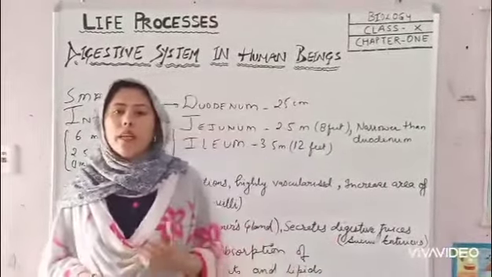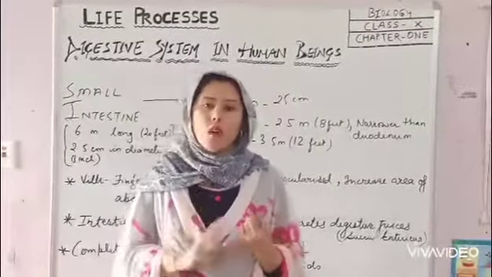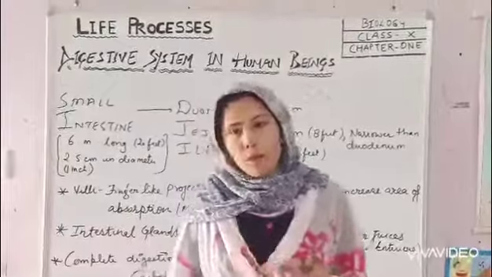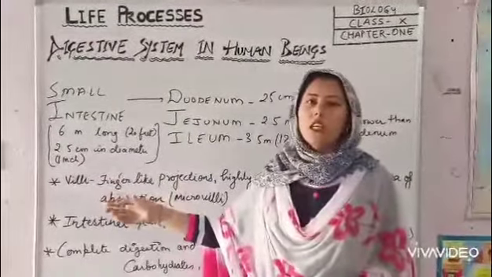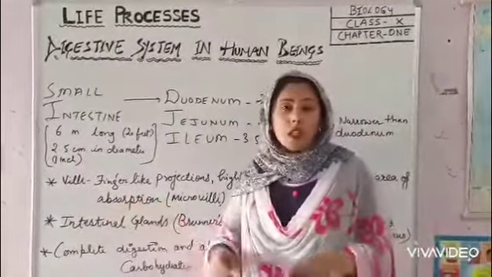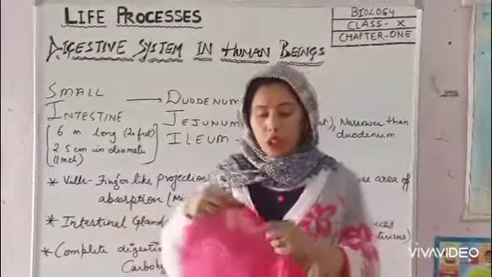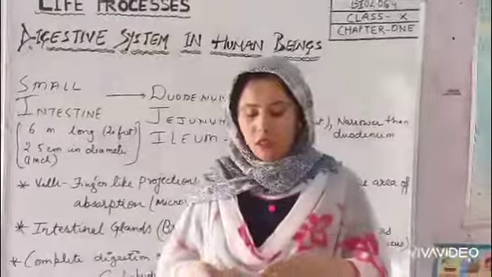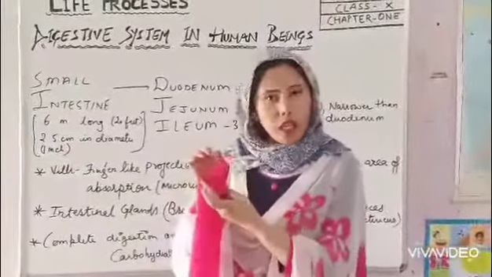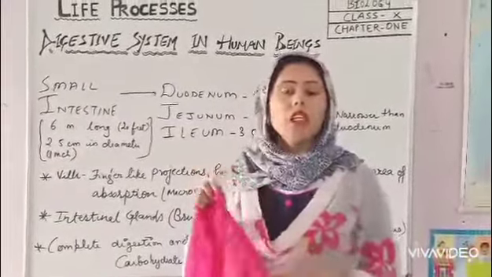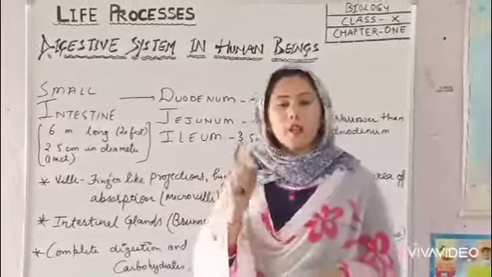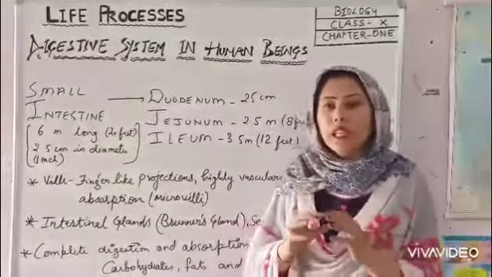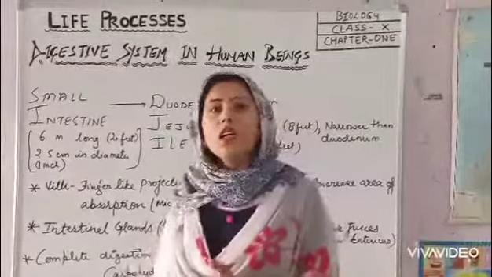Simple. It contains many enzymes for the digestion of carbohydrates, fats and lipids. Another importance of the intestine is the presence of villi. Villi means finger-like projection. Suppose this is a part of the intestine and I will draw these finger-like projections present in the intestinal lining. These finger-like projections are called villi.